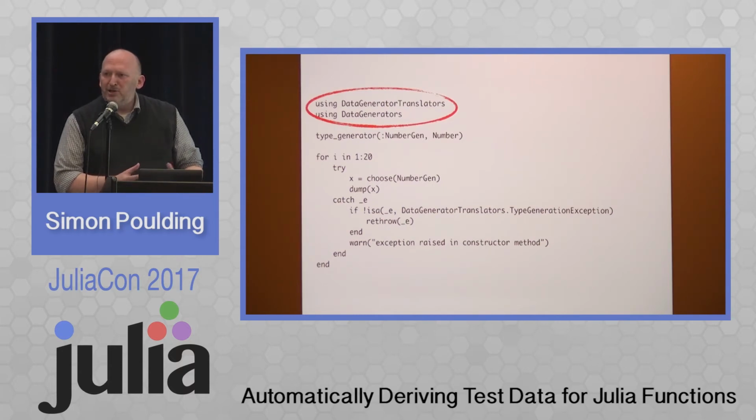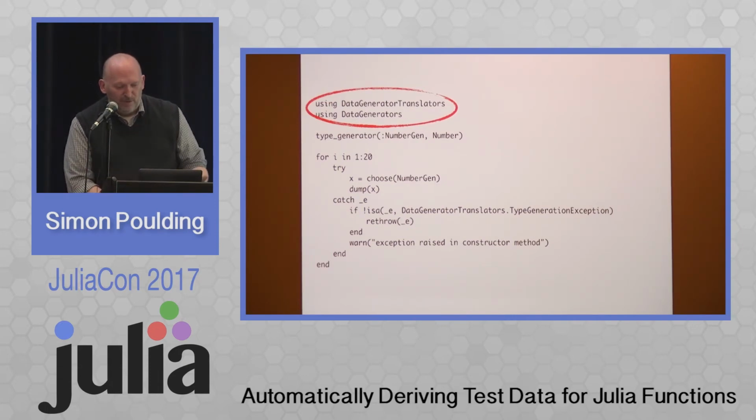I talked about the data generators package at JuliaCon last year, and the easiest way to think about it is that you can express quite complex grammars, and then the data generators package will sample randomly from that grammar. So data generator translators takes a type, looks at the type tree and the constructor methods in the way I've just shown you, and then constructs essentially a grammar which it then uses to actually produce types.